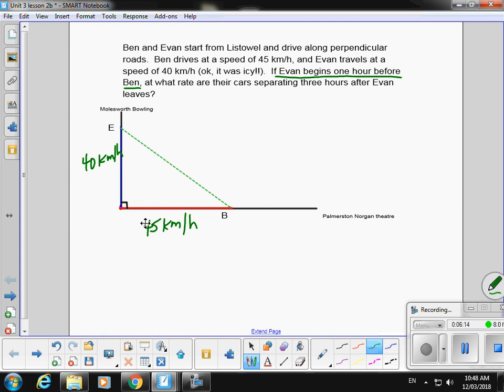So there's a lot of extra information here. It would not be a bad idea to define our variables and write down what it is that we know. So looking at it the way I drew it, I would choose x to be Ben's distance, in kilometers.